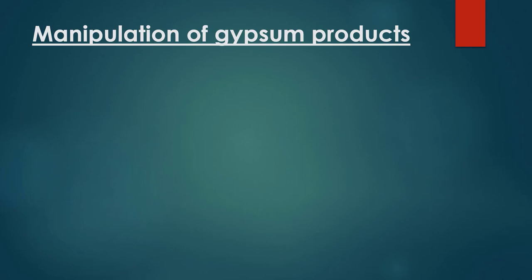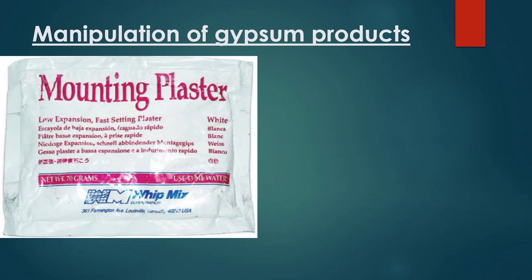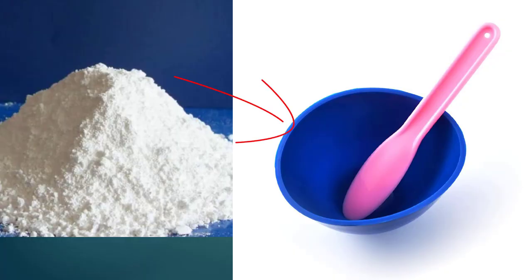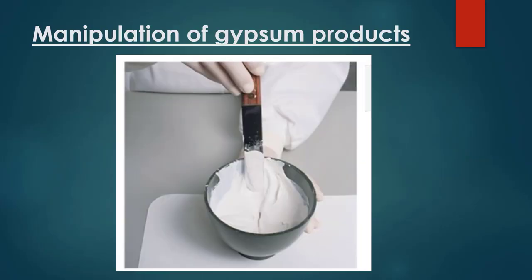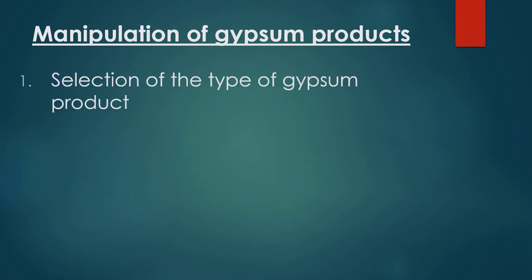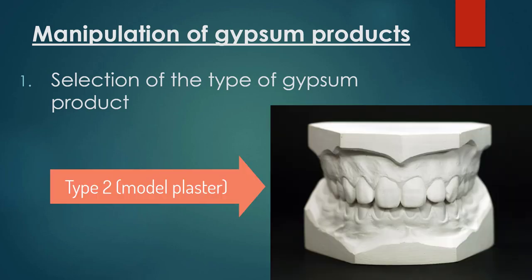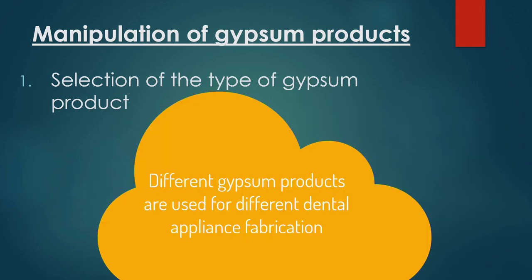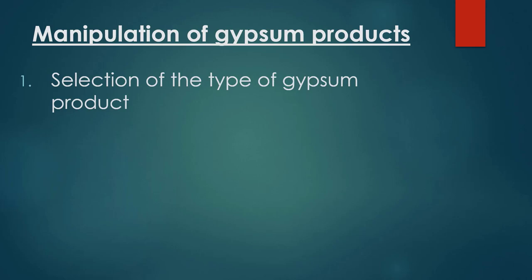So we have the gypsum product that is usually available in packets and is in powder form. Now we pour the gypsum powder into a bowl and add some water. Then we mix the gypsum product to prepare a mixture of a consistency according to our requirements. First of all, we select the type of gypsum product based on the desired properties and application. For example, for the fabrication of casts or models, it can be done using type 2 or type 3 plaster. But for investment purposes, we use type 5 dental gypsum product, which has high strength and high expansion. So the first step is selection of the type of gypsum product.